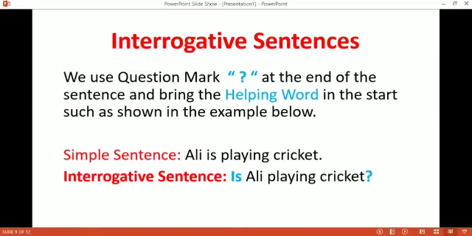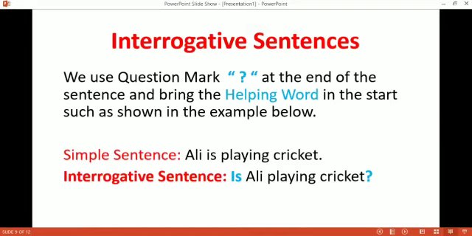Which helping verb is here? Is. Is Ali playing cricket? The I of is is capital, and the A of Ali is a capital letter because Ali is a proper noun. Whenever there is a proper noun, we always write it with a capital letter, whether it comes at the start of the sentence, in the middle, or at the end.